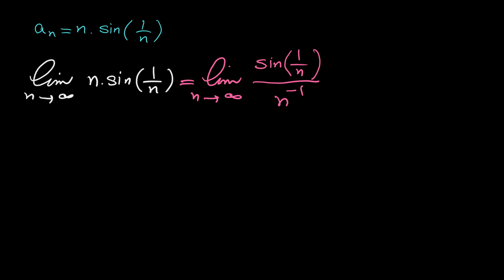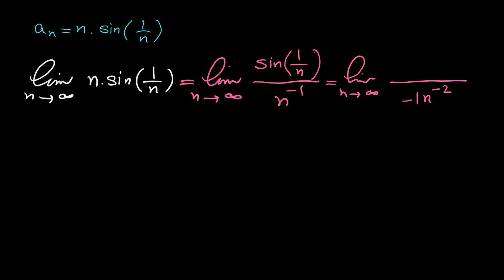For finding this limit, we want to use L'Hopital's rule. We have to take the derivative of the numerator and the derivative of the denominator. The derivative of the denominator is simply negative 1 n to the negative 2. We bring the power down, we subtract the power by 1, and this is the derivative of the denominator.